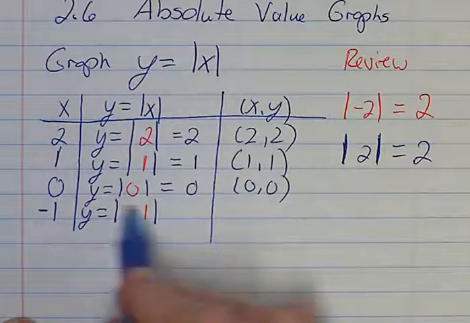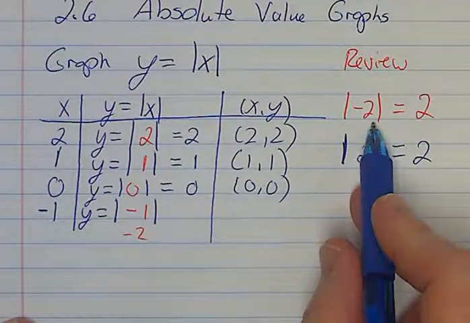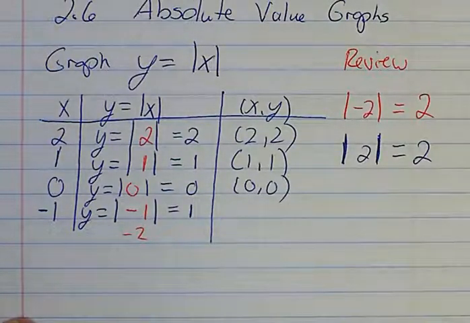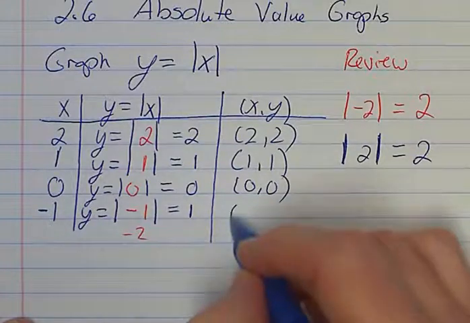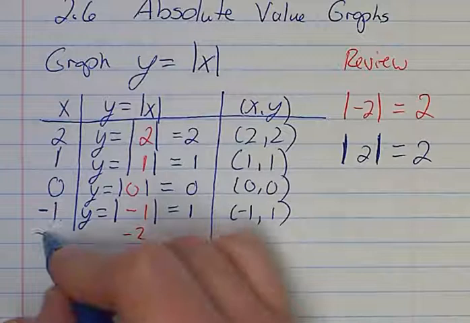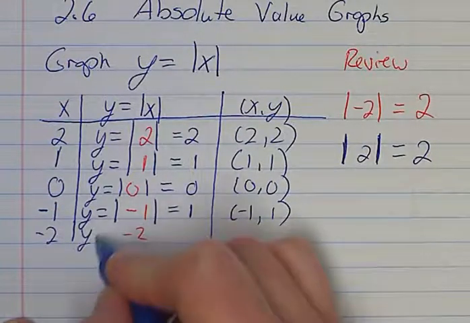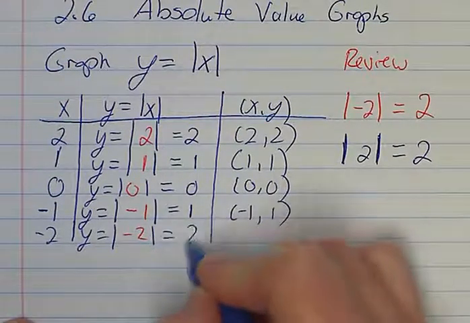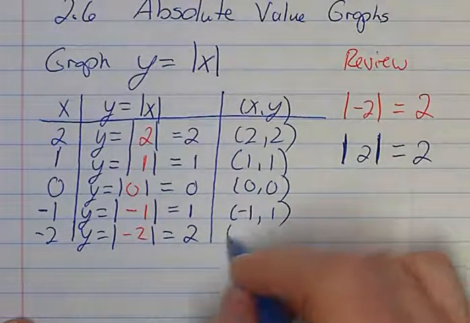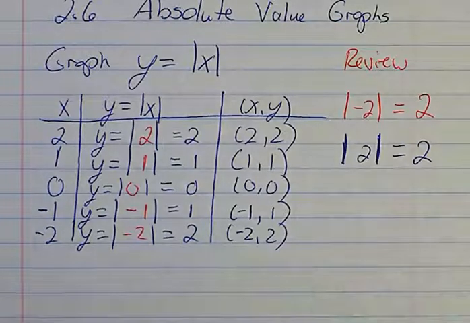Okay, if we do the absolute value of negative 1, kind of like we did back up here, if we take the absolute value of a negative number, it just makes it positive. So when I plugged in negative 1, that gave us an answer of positive 1. And then the last one that we'll do here is the negative 2. Which again, we kind of did that one back up here. We said if you take the absolute value of a negative, just make it positive, so that's the point negative 2, 2.